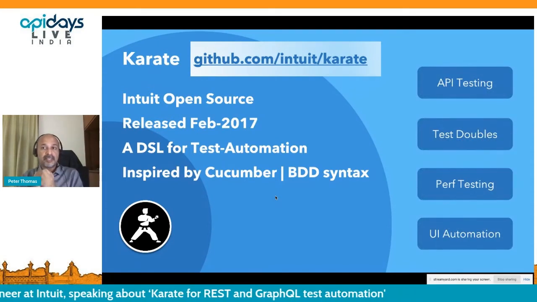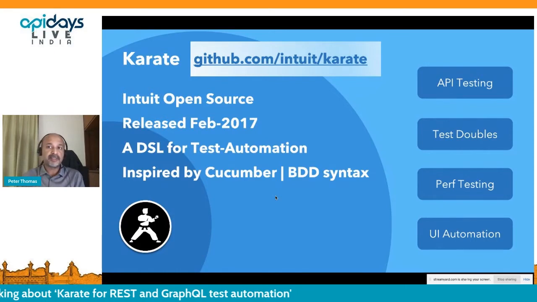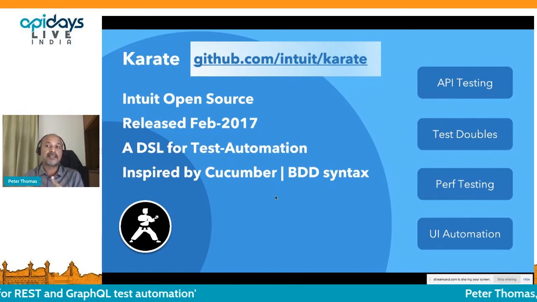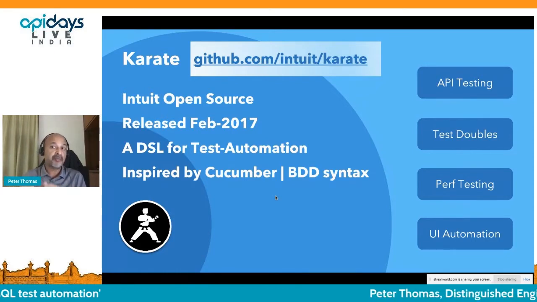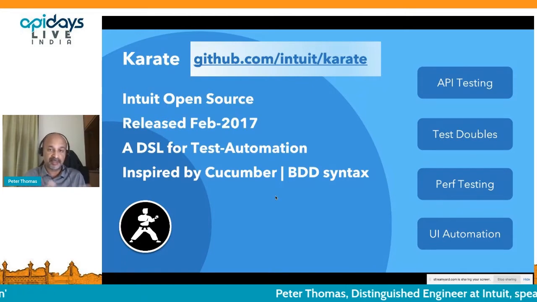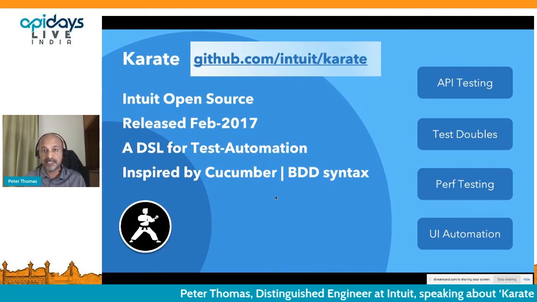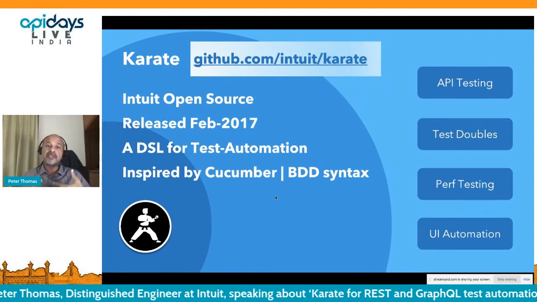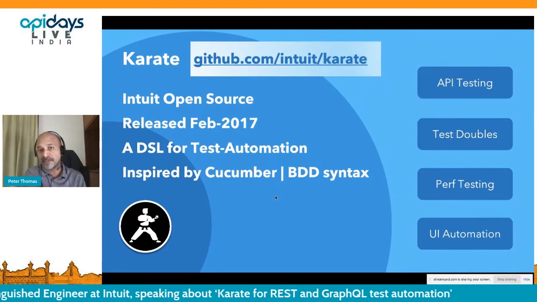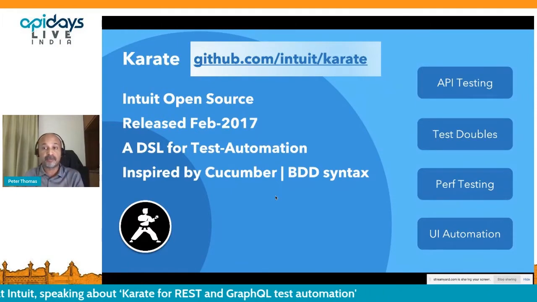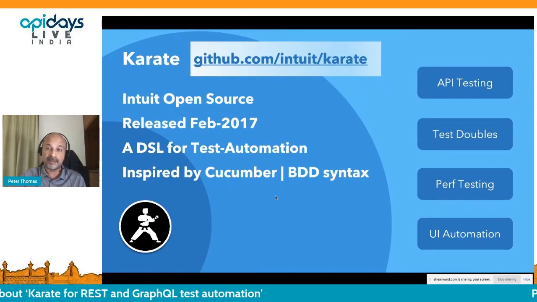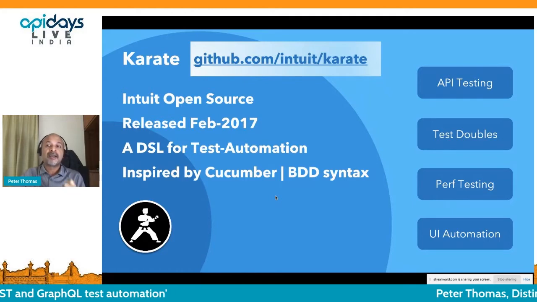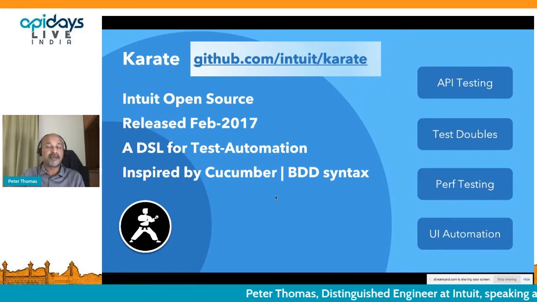So in case you thought Karate was only an API testing tool, here's a surprise. Karate has test doubles or API mocking. And this is really important because, as you all know, especially when you get into microservices, you'll have a lot of services around that you don't own, but you need to test your service that probably depends on multiple other services. And this is where this really becomes very useful. Karate has performance testing. I'll talk a little bit about it. I don't have time for a demo. And interestingly, Karate can do UI automation as well.